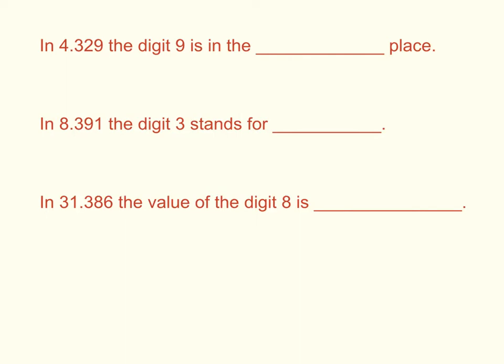Pause the video again and see if you can remember how to fill in these blanks. I underlined some key words to remember. When you see the word place, we're remembering that we need a word here. And so this 9 digit right here is over in the thousandths place. We don't care how many thousandths, just wants to know the place.